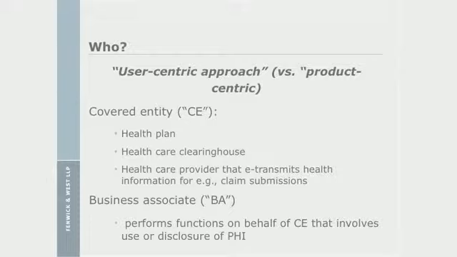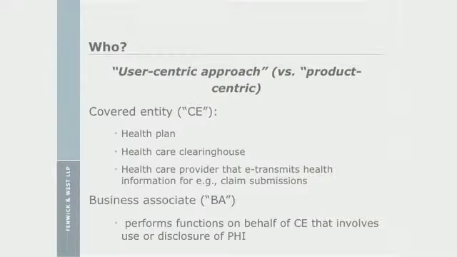First threshold question, who is involved? I call it a user-centric approach. The meaning is HIPAA doesn't really cover products per se. So it's not so much about the type of application. It's really about two things: who collects and uses the information, and what type of information is used and collected and shared. I'm sorry for bringing up all of these legal definitions and legal concepts, but it's really key for getting a basic understanding of HIPAA.